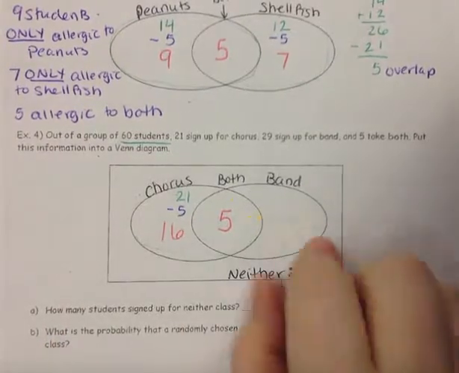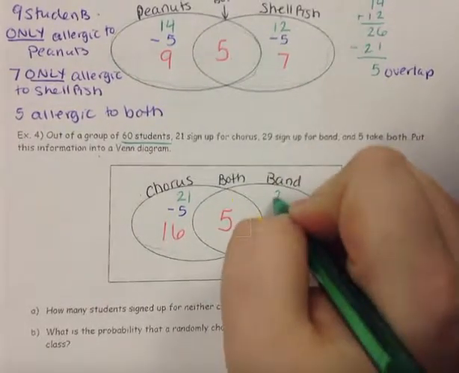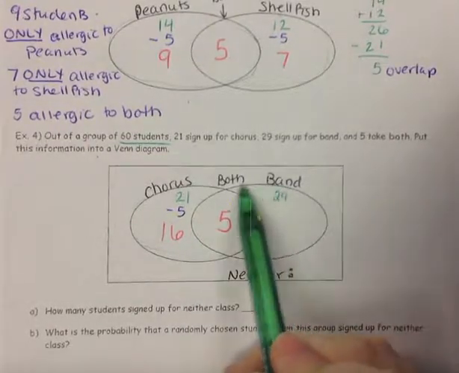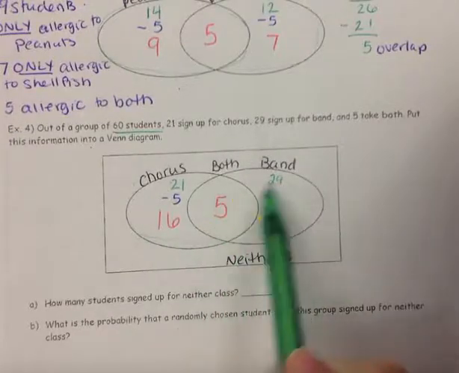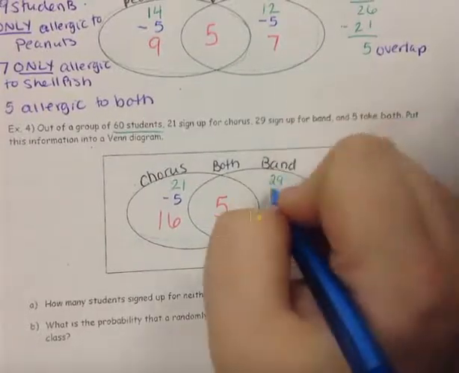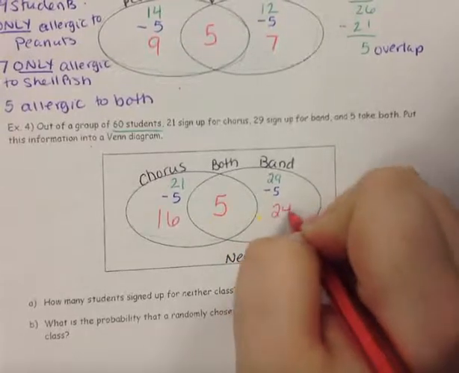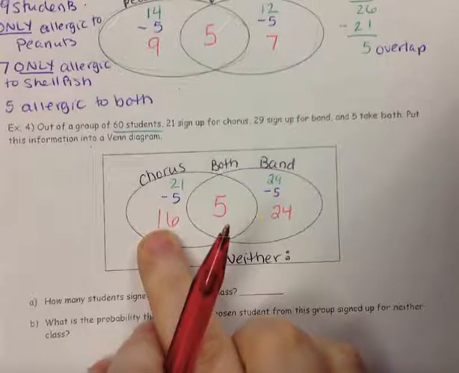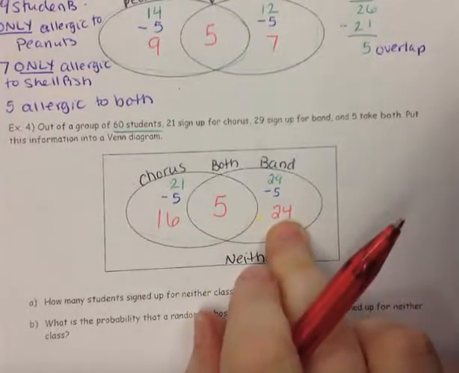I can do the same thing for the band. There are 29 that are signed up for band. It does not say only, so I say 29 are in band. But I already have 5 of them, because this entire oval represents band. So 5 of them are already taking band that we already have written, so I need to take out the 5 from the only section. We're left with 24 students. So we have 16 students taking only chorus, 5 students taking both chorus and band, and 24 students only taking band.